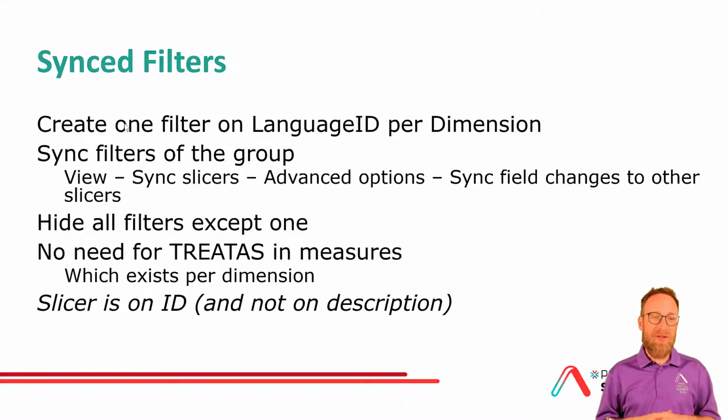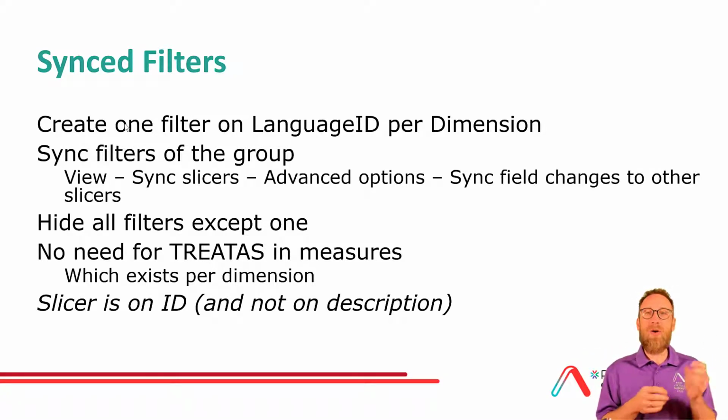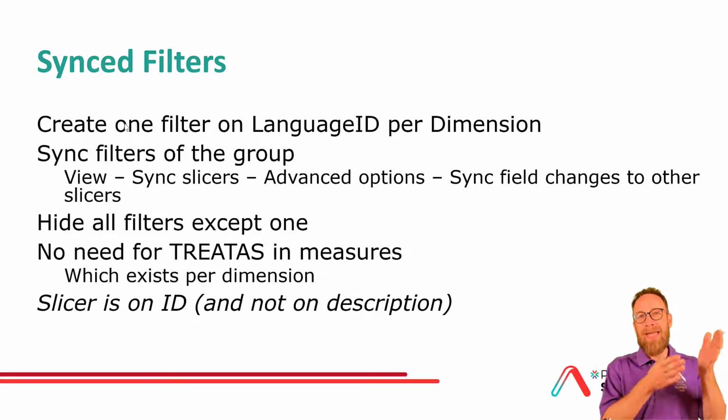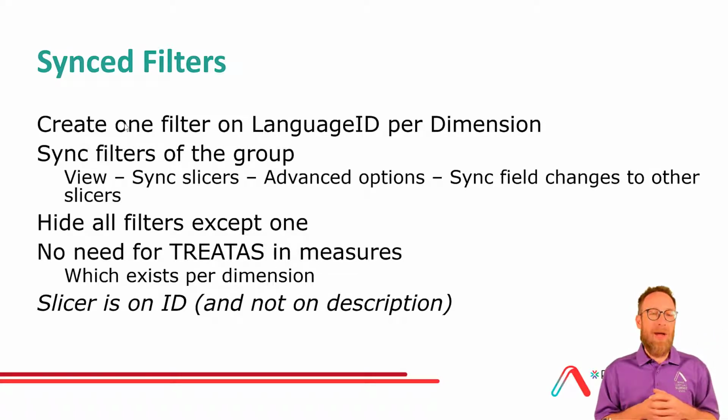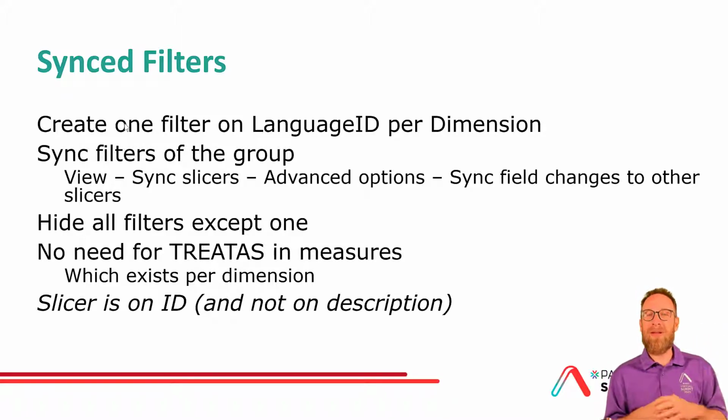And a drawback here is also that the slicer is then on the ID. So we have to filter not on a readable display text like English, Danish, or German, but on the actual ID. So like EN, DE, DA. Either your user is okay with that, or you actually use the long version of the name as the ID. So write English, Dansk, or German, or Deutsch as the ID of your languages into the dimensions.